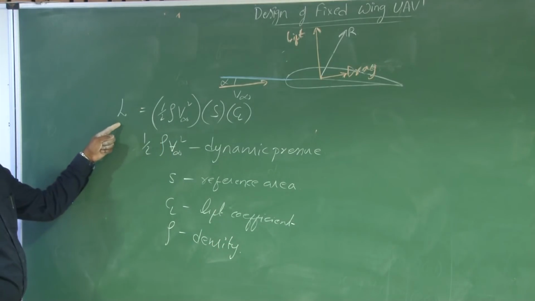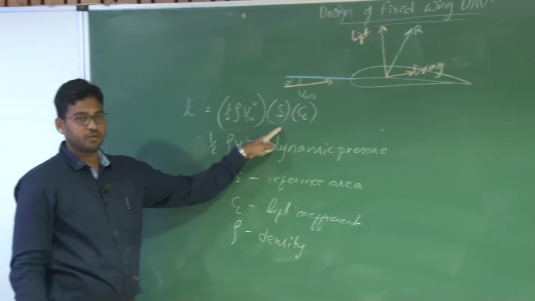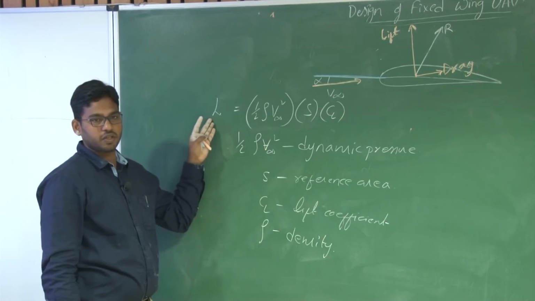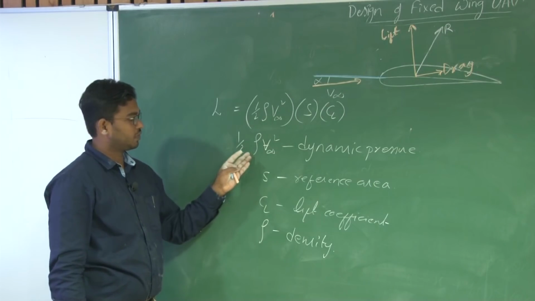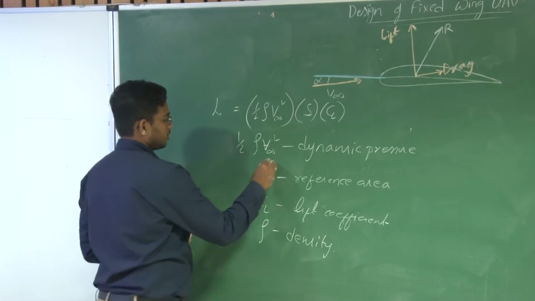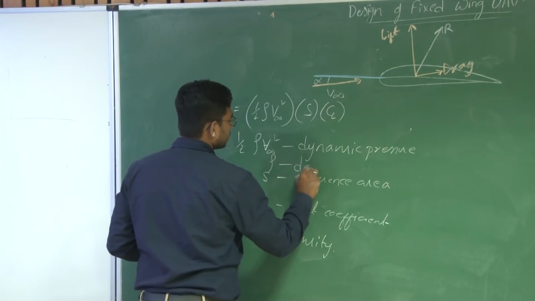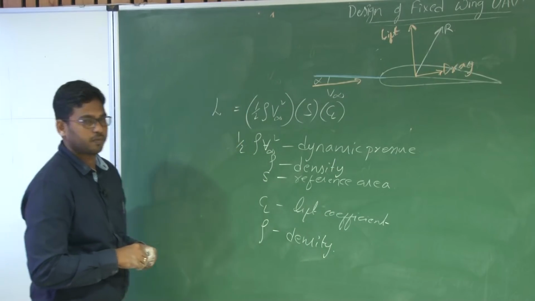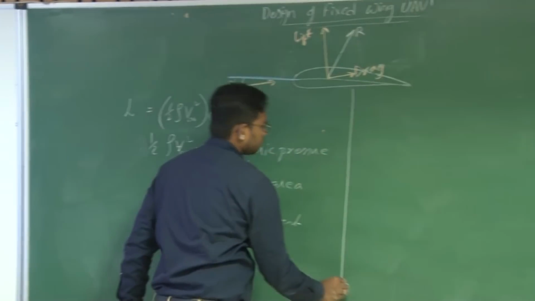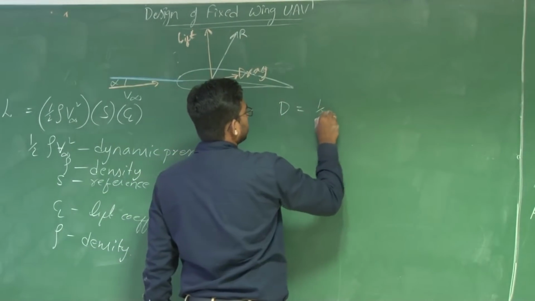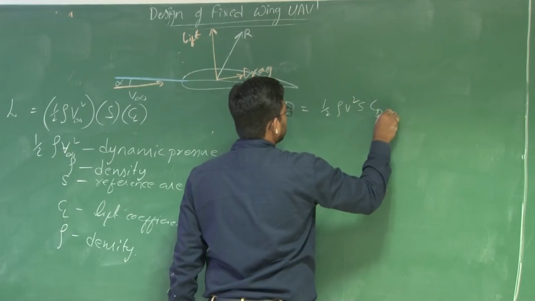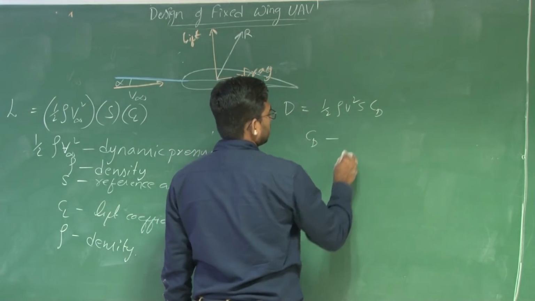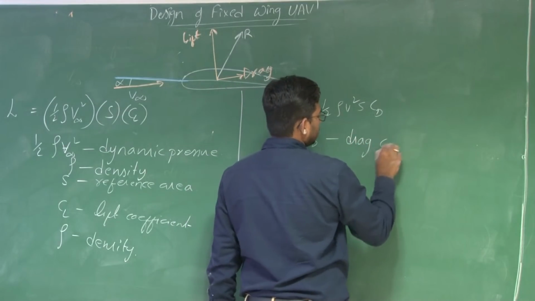Again, although you are moving at the same speed with the same aircraft at the same CL, at different altitudes you will end up producing different lift because rho will change here. So density. Right? And similarly, drag is defined as half rho v square S CD, where CD is the drag coefficient.